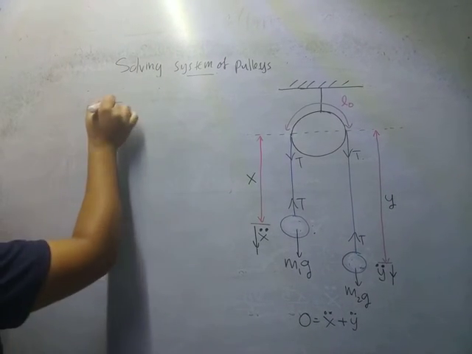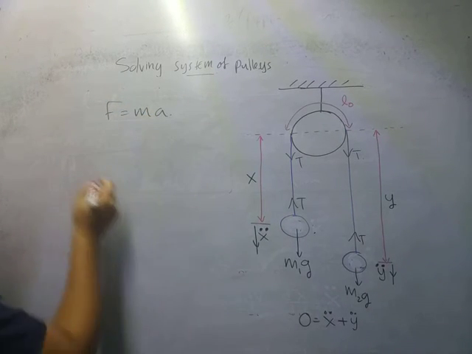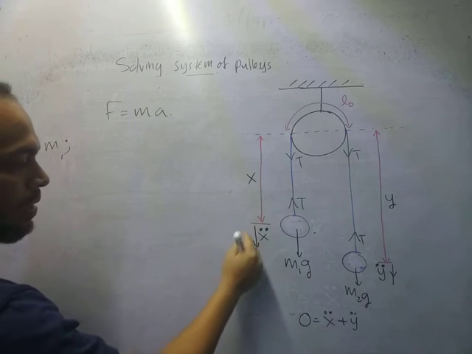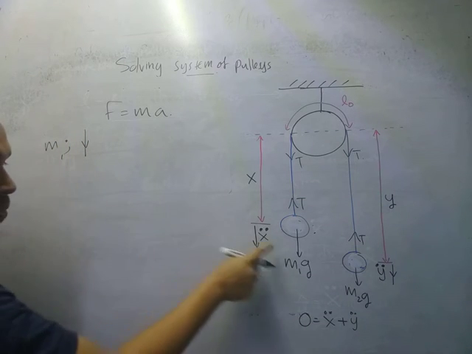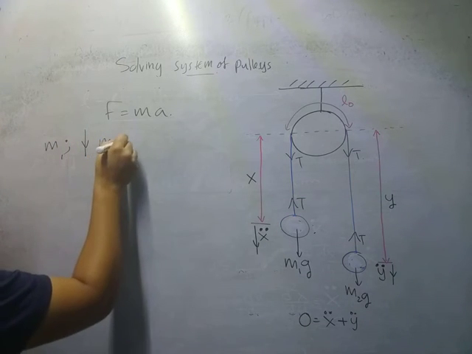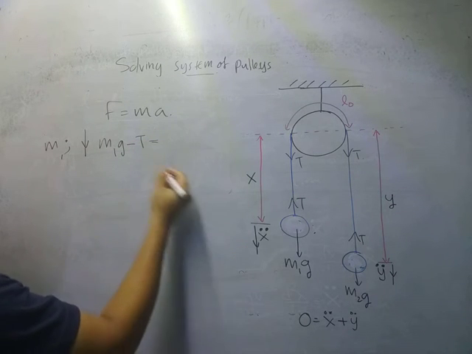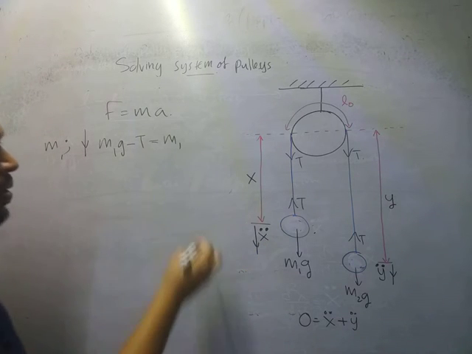Right. So let's put F equals ma like all the time for m1 particle. Always put the acceleration in the direction, downwards. Right. So we have m1g minus T in this direction. What is m1's acceleration? The acceleration is x double dot.